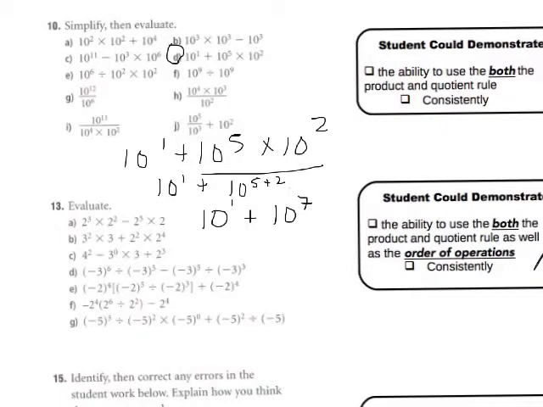Now, the rule for adding powers is that there is no rule for adding powers. You actually have to go in and just figure out what this is, and then add them together. So 10 to the power of 1 is just 10, plus a 1 with 7 zeros, 1, 2, 3, 4, 5, 6, 7. So that's what? 10 million? And then 10 million plus 10.